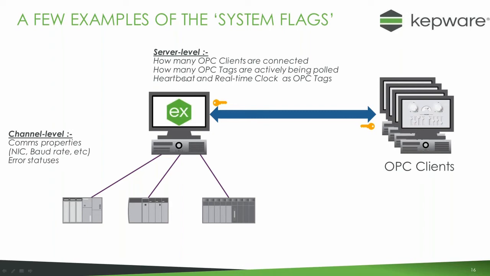On the channel side, you have system flags which are useful for looking at the settings of the channel, for instance, which NIC card it's using in the PC, error statuses and baud rates and other things like that. The really useful one, however, is the device level one. Here you have error statuses of individual devices. You have the ability to enable and disable comms globally to a device. That's a flag that you can read and write.